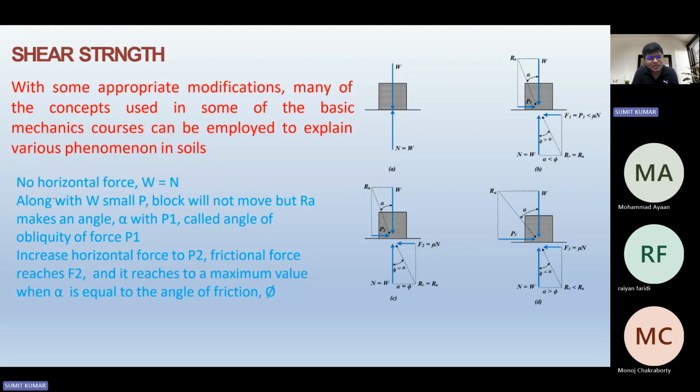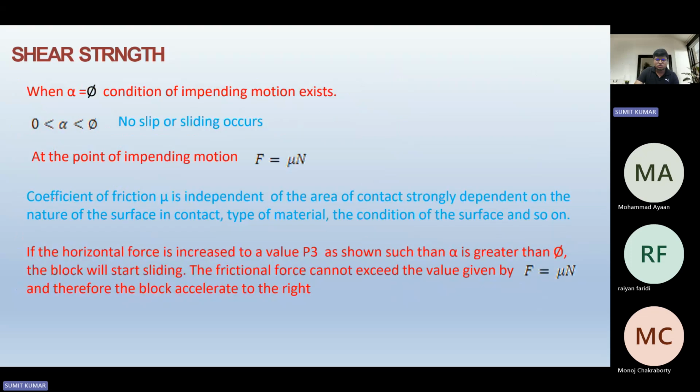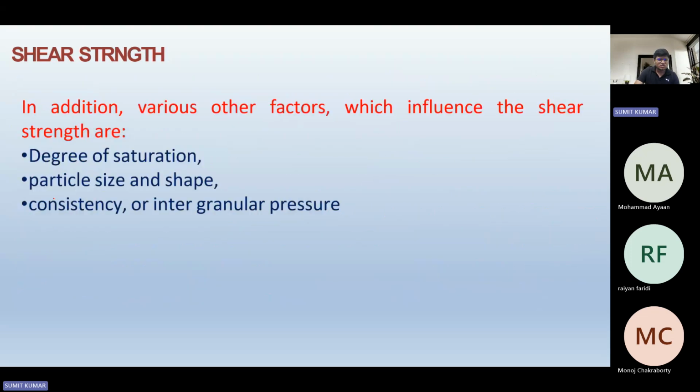So with some appropriate modification, many of the concepts used in the basic mechanics courses can be employed to explain the various phenomena in soil. Okay, so I'm not going to discuss this over here with these slides. Let me move ahead. I am going directly to my slides, because these things were already discussed with you.